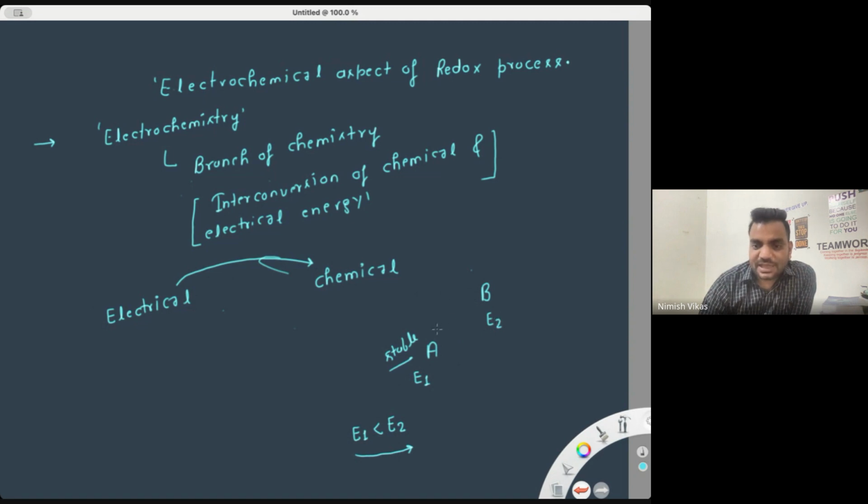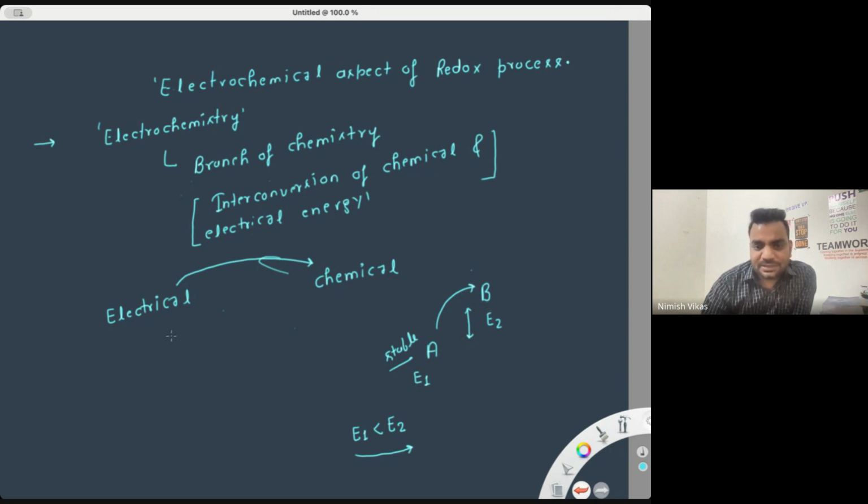So naturally this A will not convert to B, because this is the law of nature: the lesser energy any substance has, the more stability it will have. But if you want to convert A into B, then we have to store E2 minus E1 energy inside it. Then it will become B. The energy gap which is there, we have to fill up.